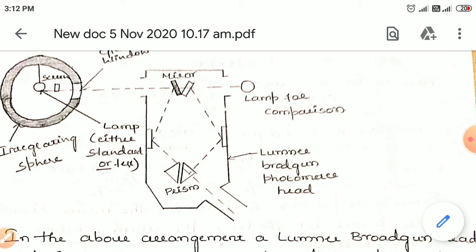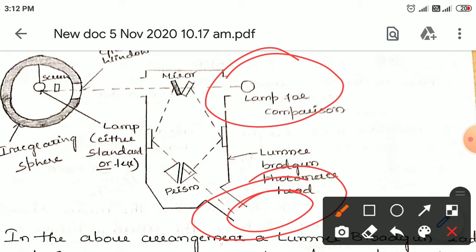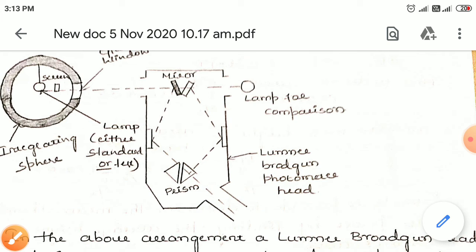The first distance is when the glass window is illuminated by the test lamp, and the second distance is when the glass window is illuminated by the substandard lamp, or comparison lamp. The squares of these distances are inversely proportional to the mean spherical candle powers of the lamps. So from that distance we can calculate, using the inverse square law, the mean spherical candle power of a lamp.